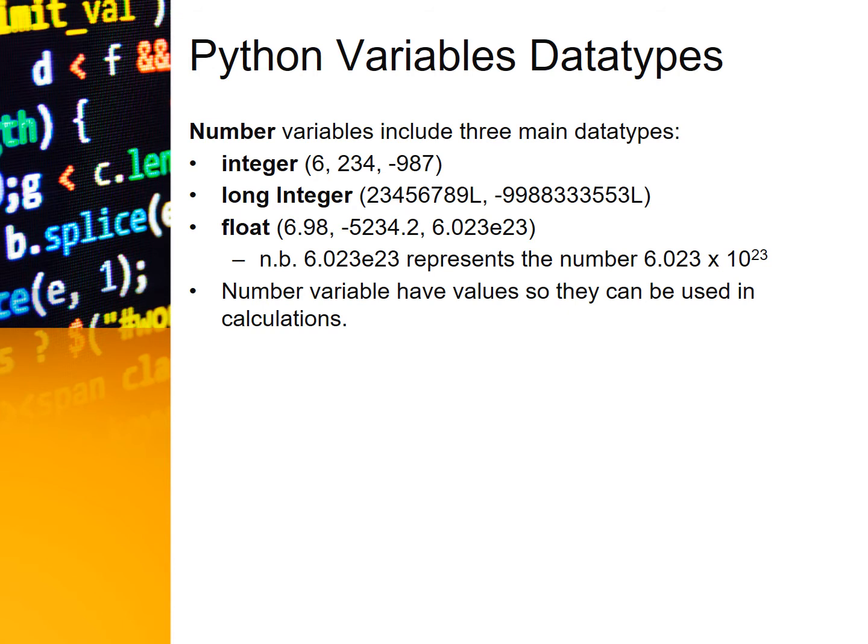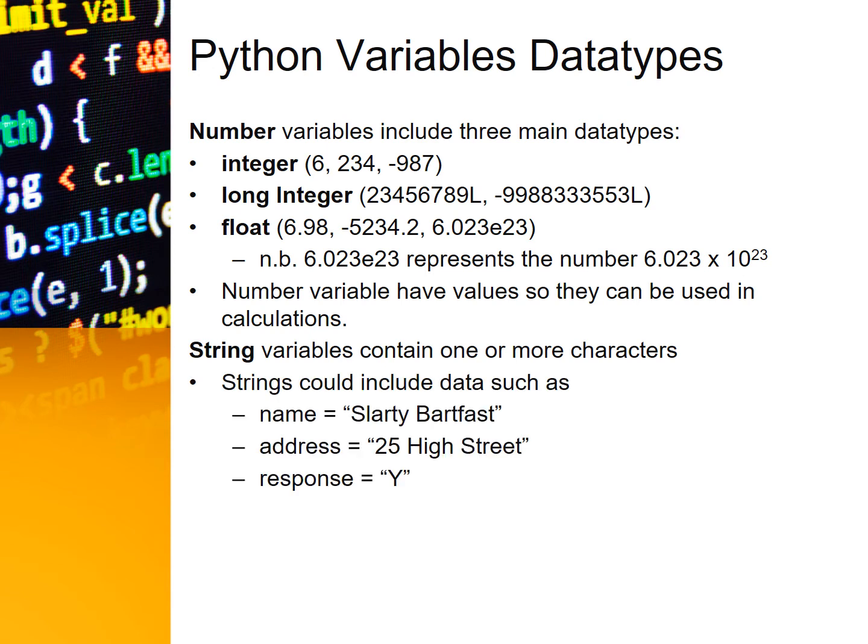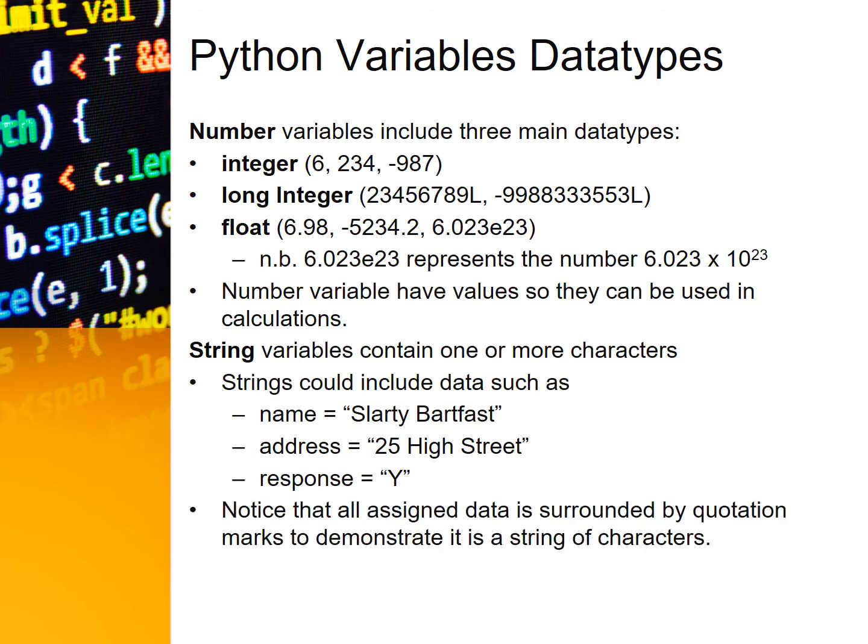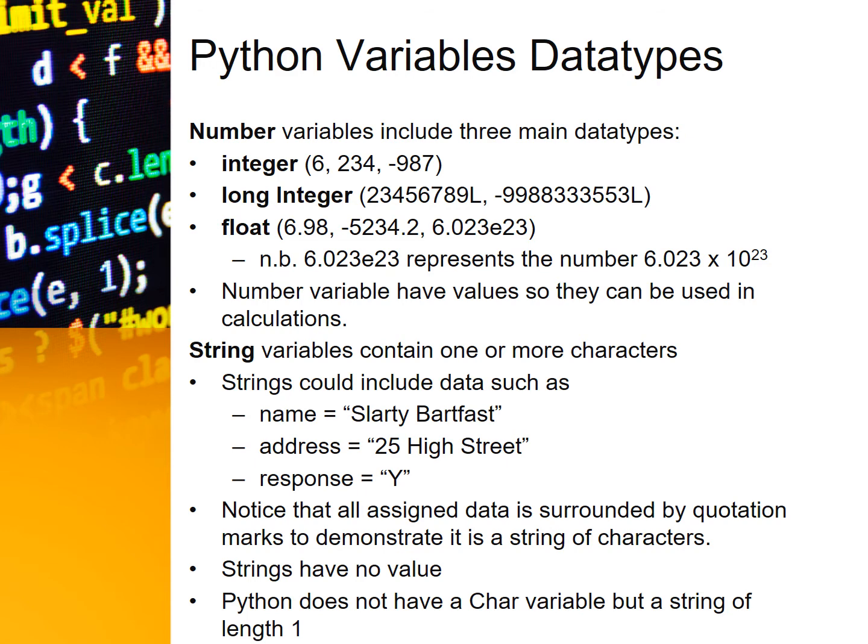Number variables have values, so you can use them in calculations, and Python understands basic arithmetic. String variables contain one or more characters, and here's some examples. Name equals Slarty Bartfast, address equals 25 High Street, response equals Y, or it could be associated with yes. Notice that the assigned data is surrounded by quotation marks. This indicates that they're string variables. Strings have no values, so 25 High Street means that 25 isn't a number, it's just a couple of characters. And finally, Python doesn't have a character variable, but a string of length 1.